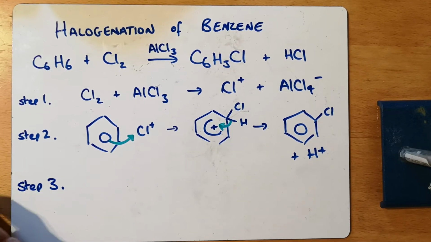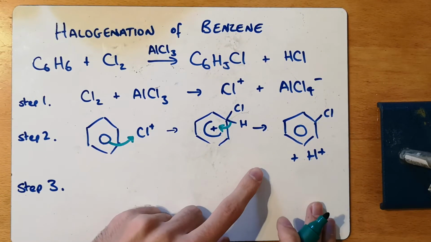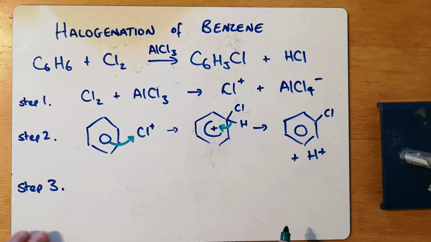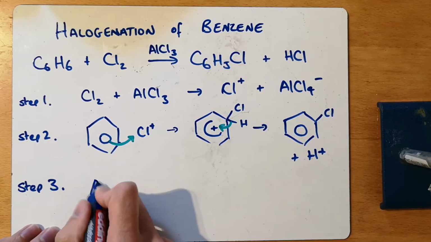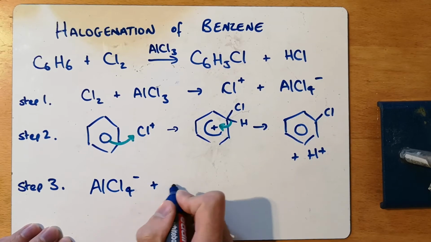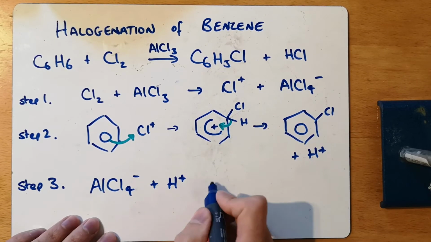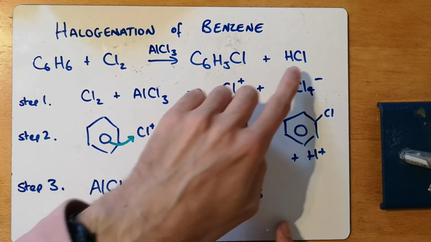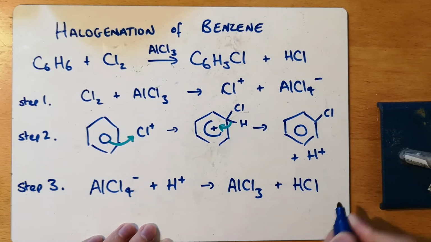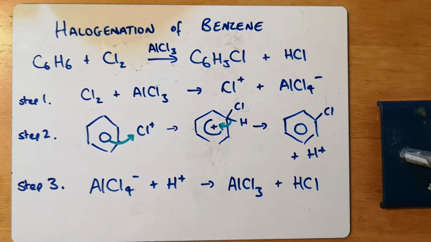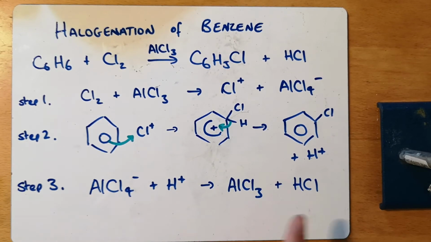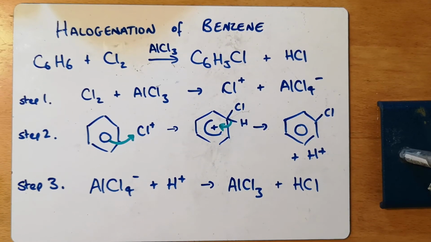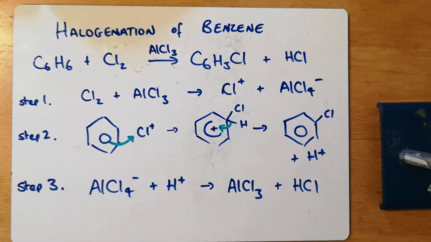Step 3 is then, just like in the previous one, in the nitration, we're going to get our catalyst back. To do this, we're going to take our AlCl4 minus, we're going to add our H plus, and that's going to go to AlCl3, which gets our catalyst back, and we haven't got this other product yet, and that's going to form now. The chlorine on here and the hydrogen here are going to join together, and that's going to form our hydrochloric acid product, our catalyst back, and our other product. And that's the halogenation. And they are the mechanisms you need to learn.